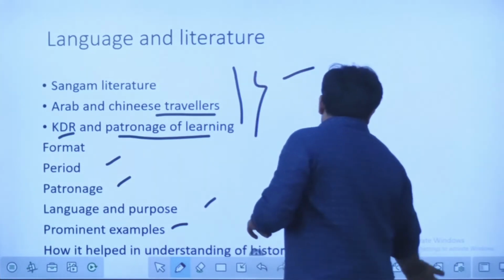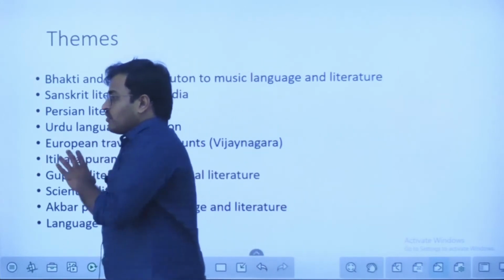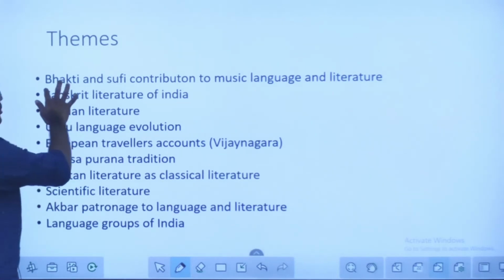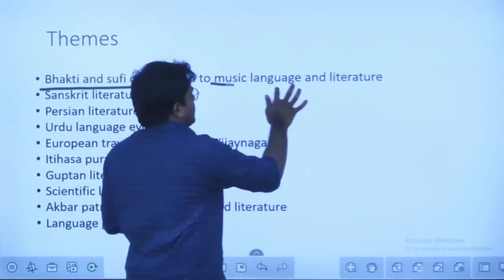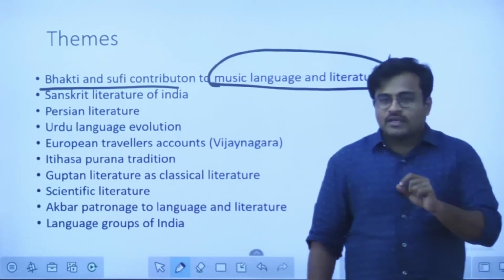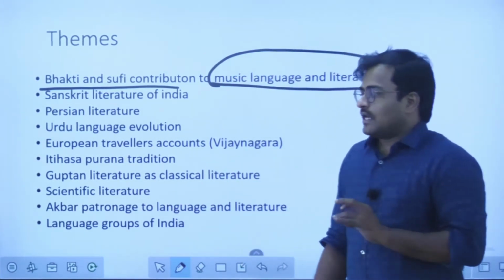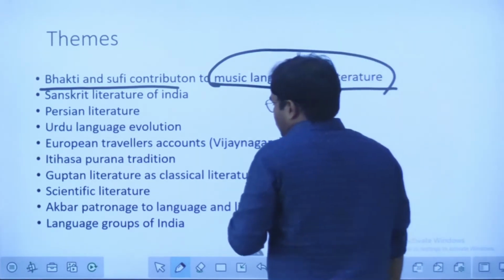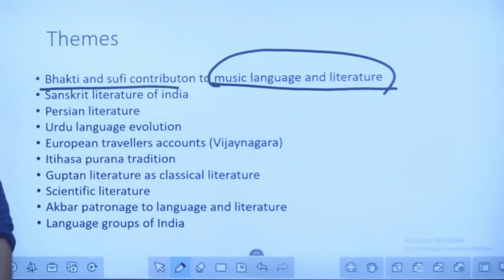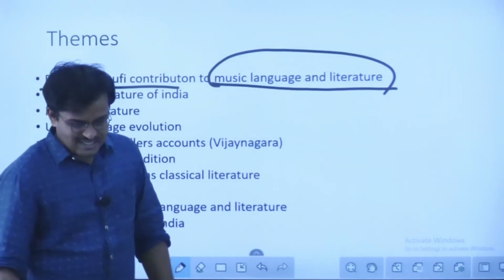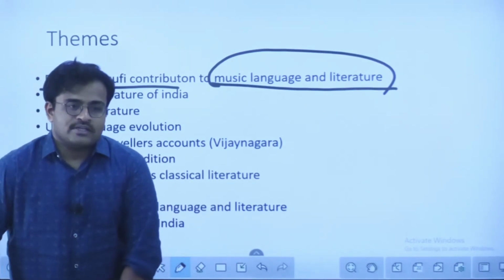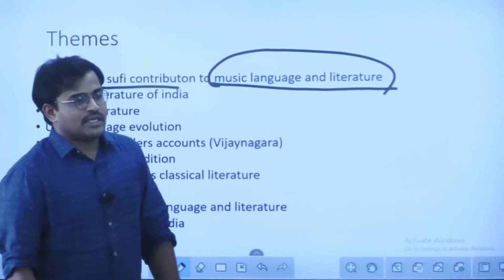Okay, when it comes to these things, some of the important themes which you have to focus upon is this one: Bhakti and Sufi contribution to music, language and literature. This is a question which is waiting to be asked. Very, very important question. Music, language and literature, 3 themes. What will you write? From where will you start with this question? Bhakti and Sufi influence on music, language and literature.